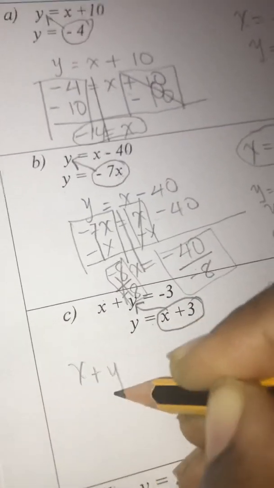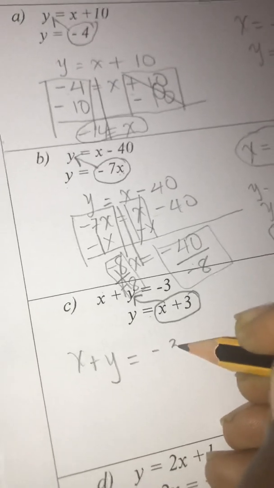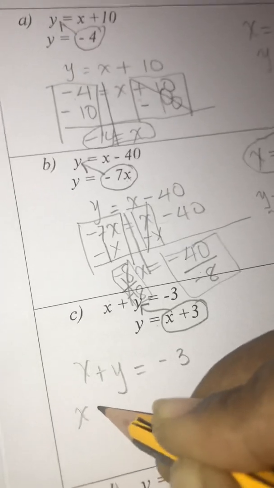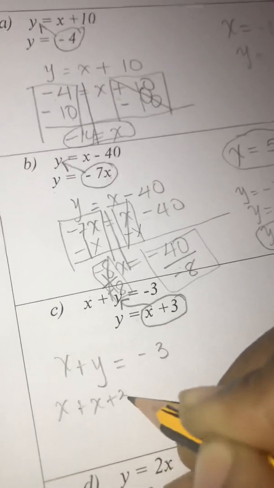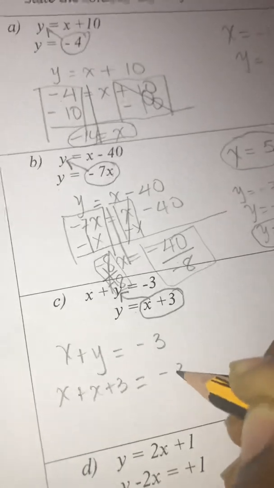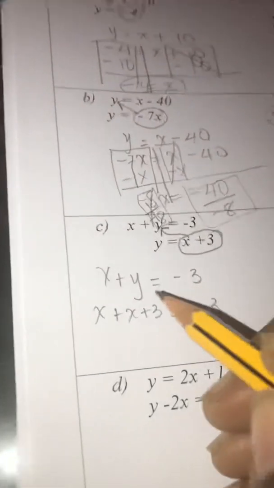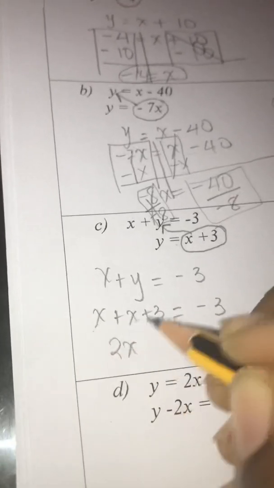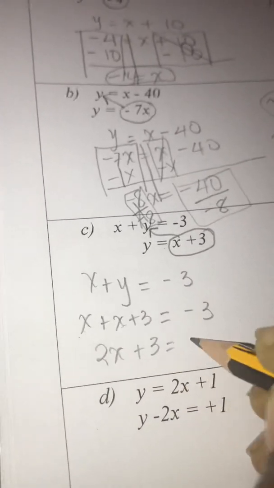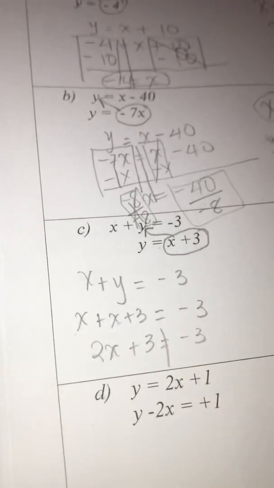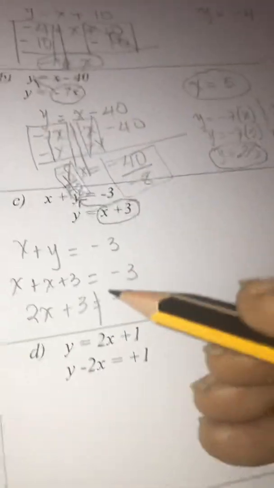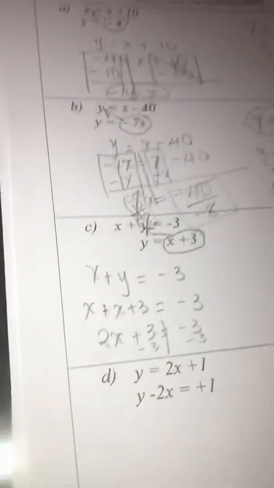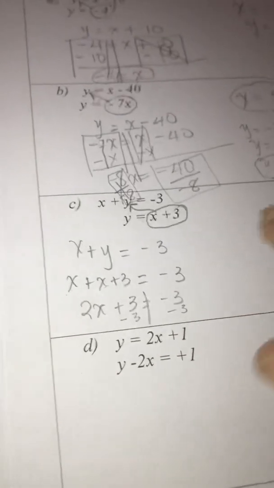X plus y equals negative 3. My y is x plus 3. So x plus 3 equals negative 3. So this belongs together. So 2x, because x plus x is 2x, plus 3 equals negative 3. I draw my bridge. Okay? When I draw my bridge, I subtract 3. I subtract 3. Okay?